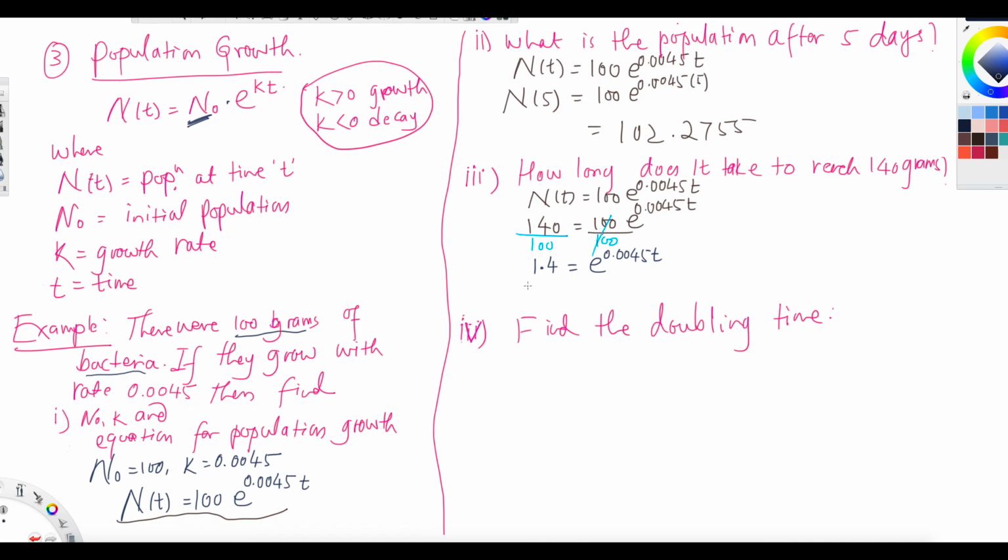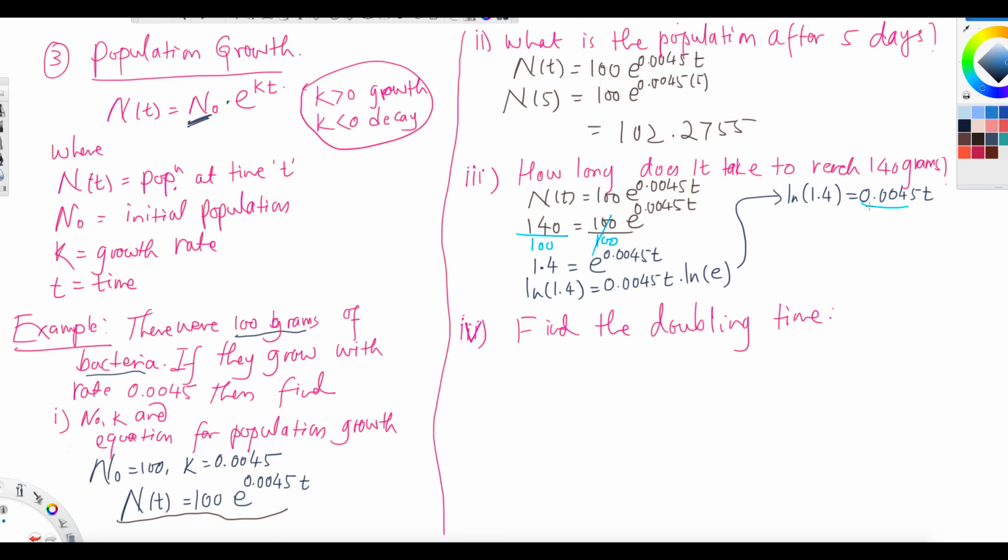What you get is ln 1.4 equals, when you take the log on the right side, that exponent will come in front of the log, right? So it will be 0.0045 t times ln e. What is ln e? ln e is 1, right? So you will get ln 1.4 equals 0.0045 t. Now divide by 0.0045.